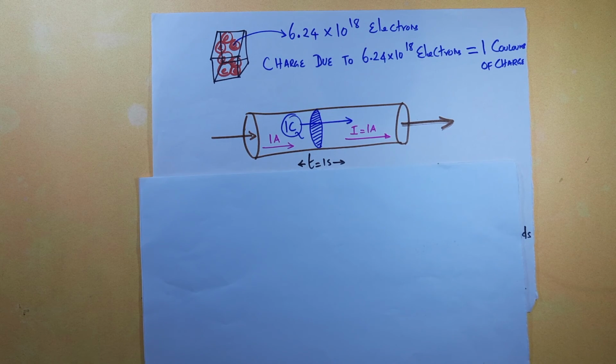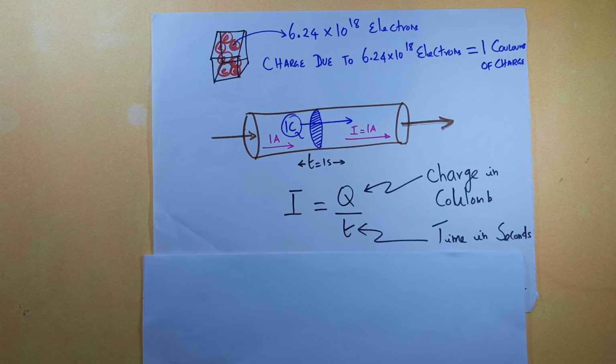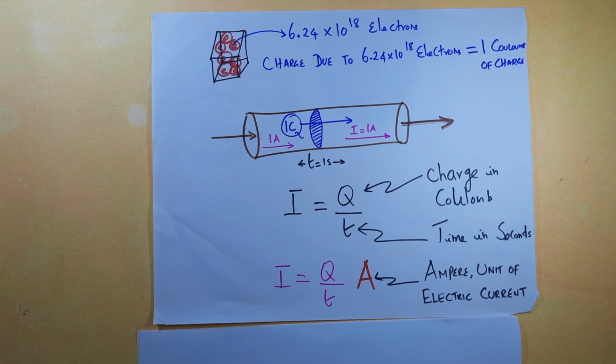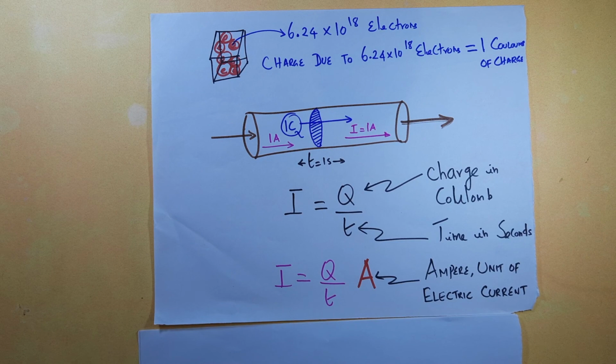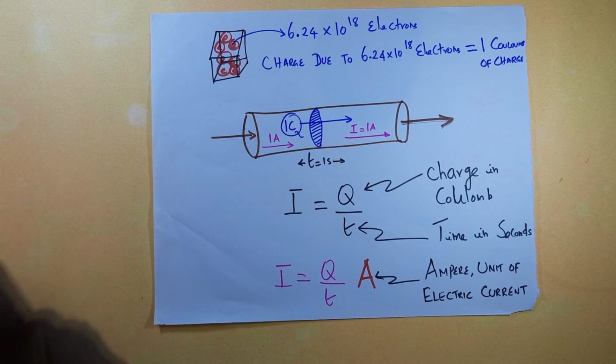So you can write mathematically the expression for current. Current is denoted by the letter I. It is nothing but charge over time, or in other words, I = Q/T, where Q is the charge in coulombs and T is time in seconds. So the unit of current is amperes. I = Q/T, ampere. Ampere is the unit of current.